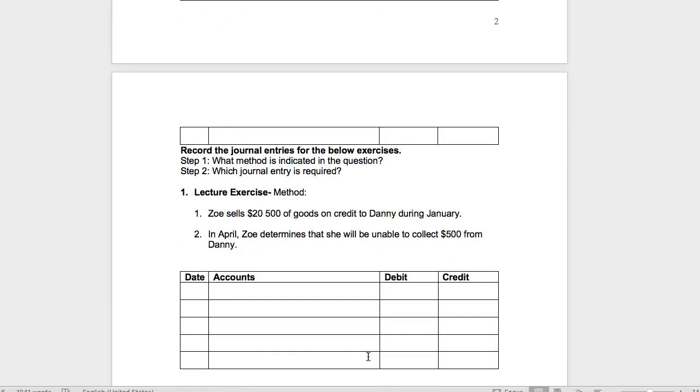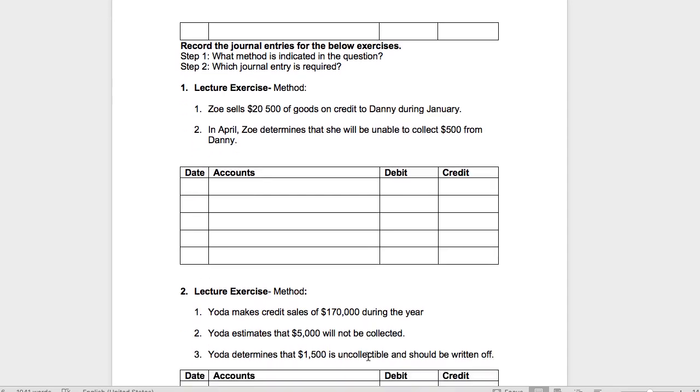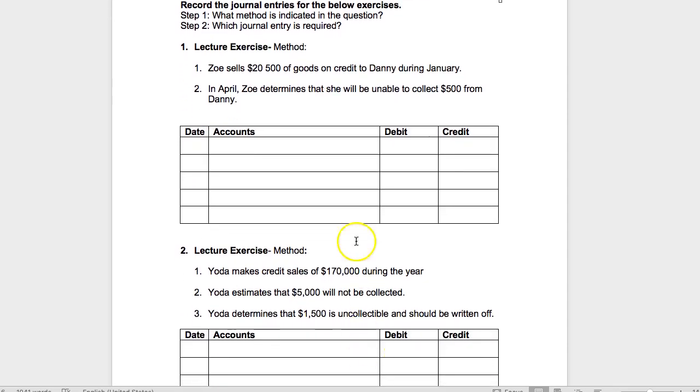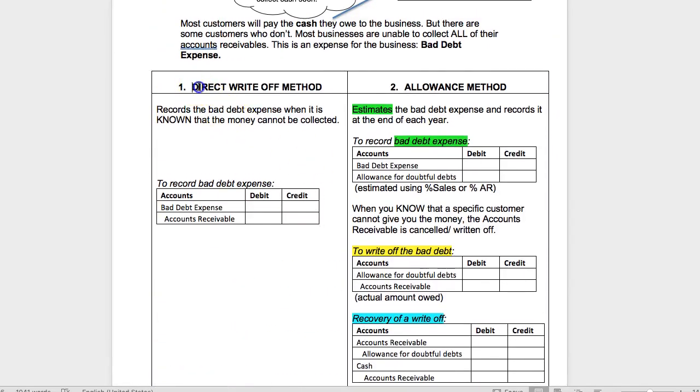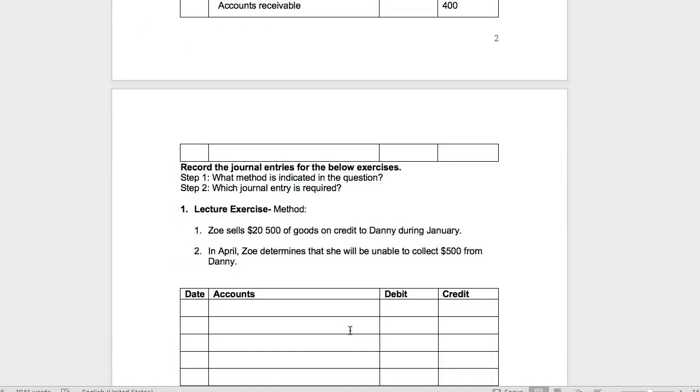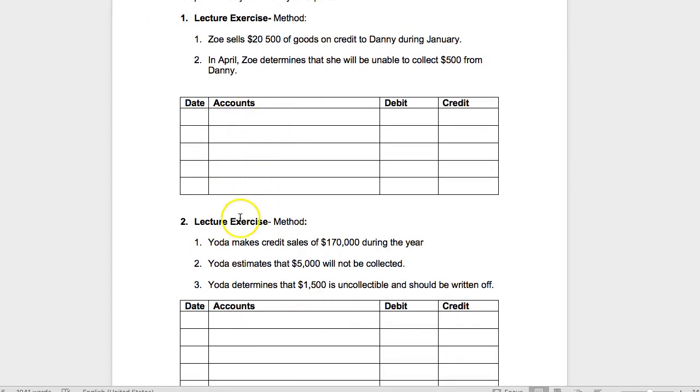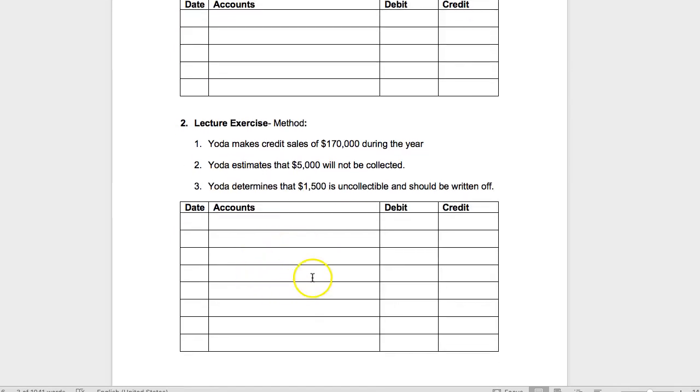Okay, so I have some practice questions for you to do. Lecture exercise 1 and lecture exercise 2. The first thing is for you to read the question and then write down here which method. When I say which method, I mean, is it the direct write-off method or is it the allowance method? Once you've done that, then I want you to fill the table in with the journal entries for both of these questions. Can you stop the video now and fill that in, please?